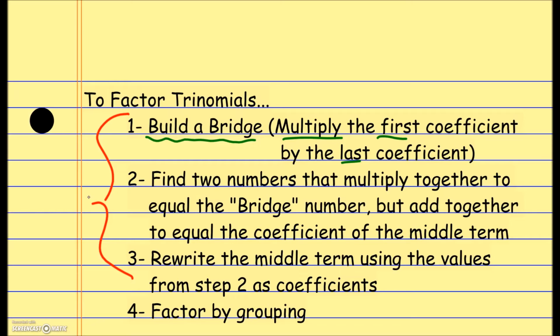So I build a bridge, first coefficient times the last coefficient. I come up with 2 numbers that multiply together to give me the bridge, but add to the middle coefficient. And then I rewrite the middle term as 2 separate terms, okay? So now I have 4 total terms. I can do factoring by grouping, all right? So here's what this looks like.